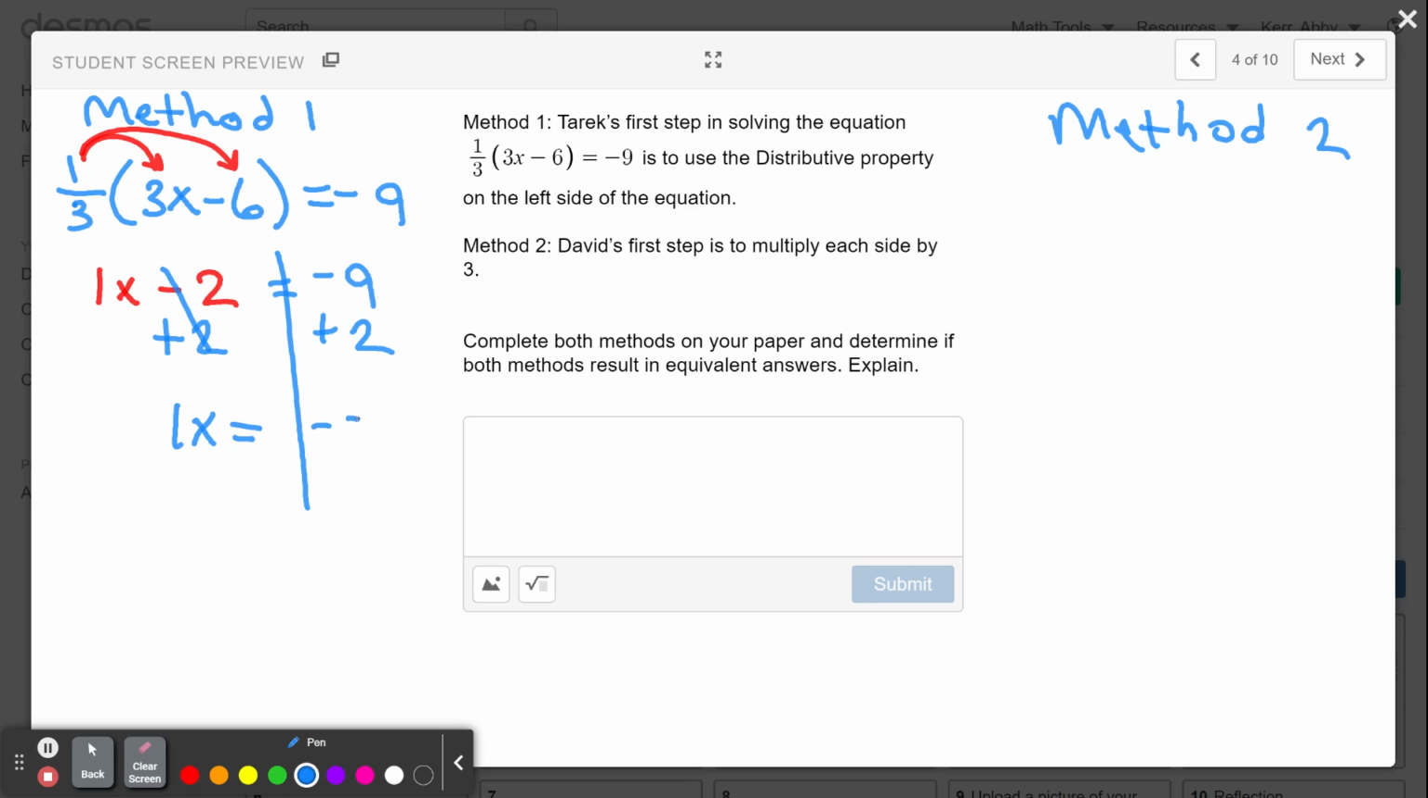Now I mentioned this in today's bell work. You do not need to divide by 1, but if you choose to do so, it's just going to lead you to the same answer of negative 7. Now method 2 says David wants to multiply each side by 3. So let me rewrite the problem.